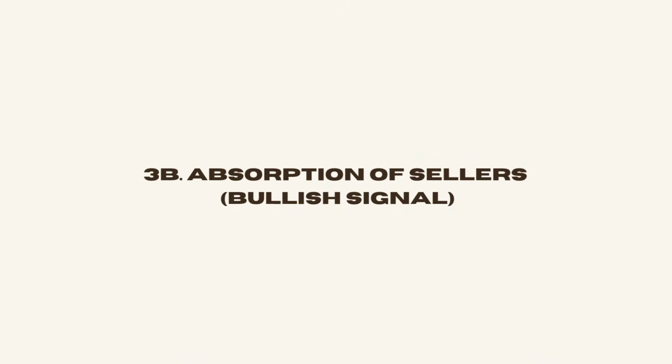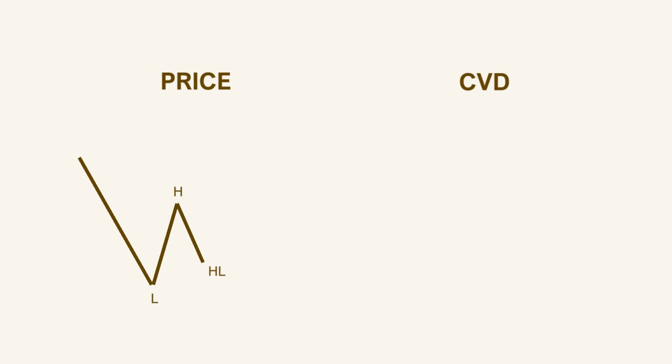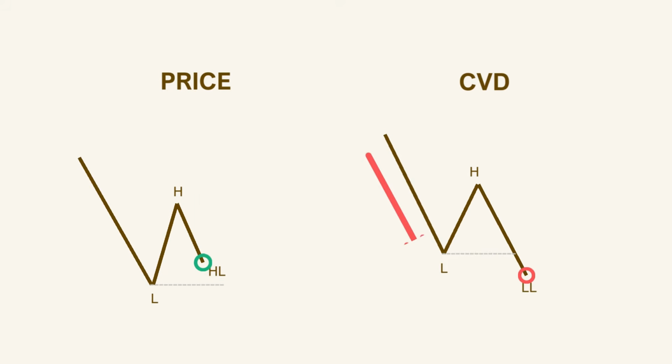Absorption can also occur on the sell side, producing a bullish signal. Imagine a market where price makes a low, a high, and then a higher low, while CVD makes a low, a high, and then a lower low. Again, CVD reaches a new extreme, but price does not.